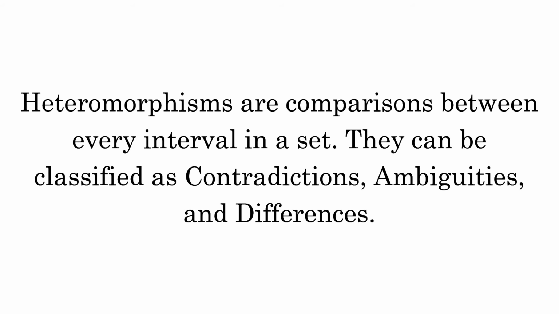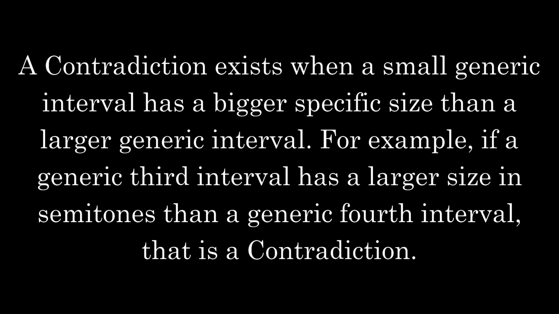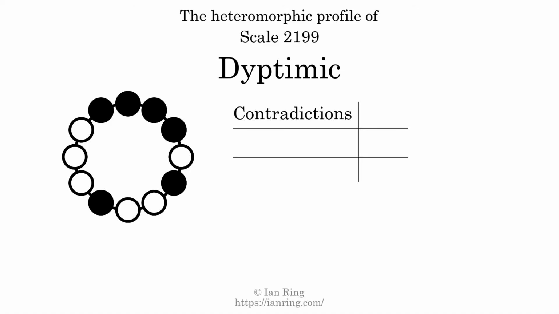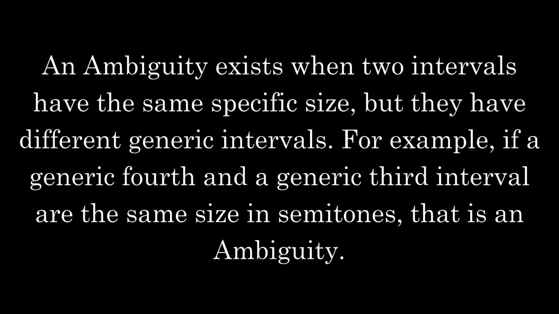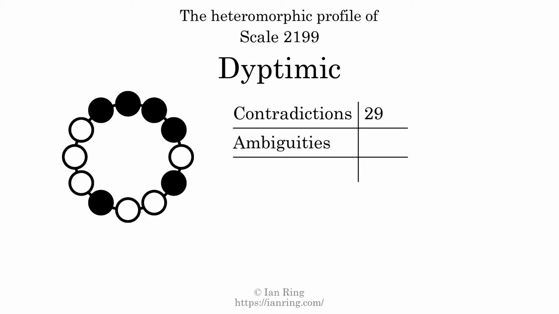They can be classified as contradictions, ambiguities, and differences. A contradiction exists when a small generic interval has a bigger specific size than a larger generic interval. For example, if a generic third interval has a larger size in semitones than a generic fourth interval, that is a contradiction. The number of contradictions in this scale is 29. An ambiguity exists when 2 intervals have the same specific size, but they have different generic intervals. For example, if a generic fourth and a generic third interval are the same size in semitones, that is an ambiguity. The number of ambiguities in this scale is 16.